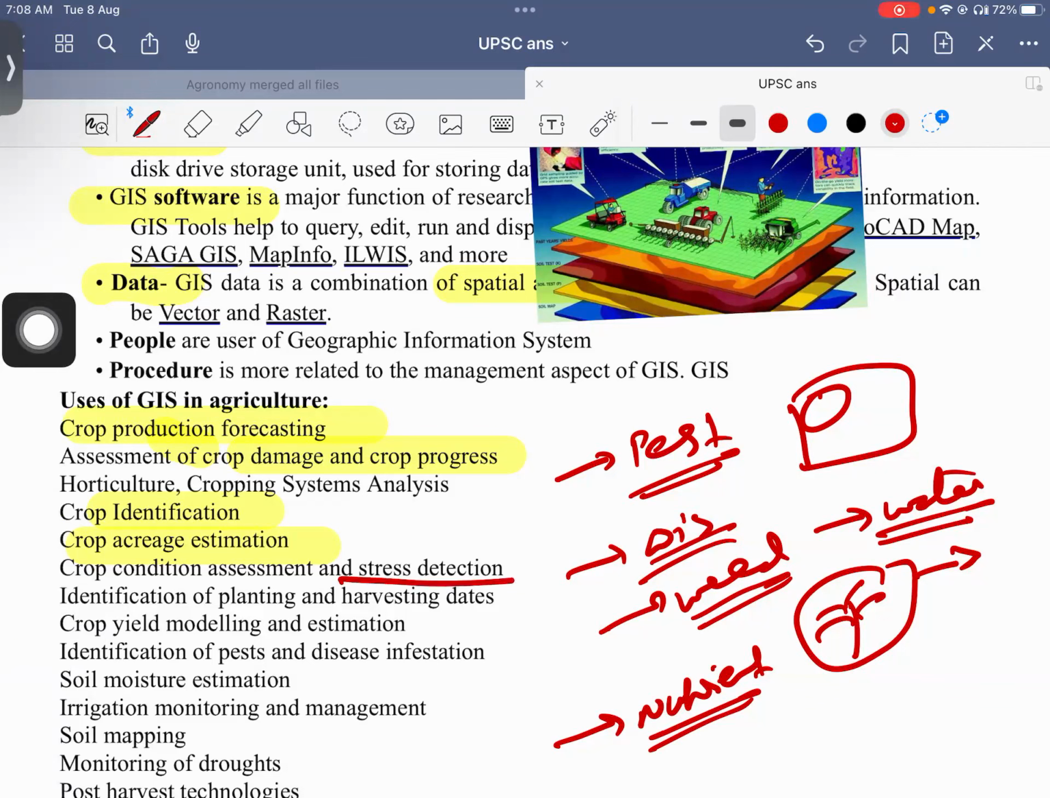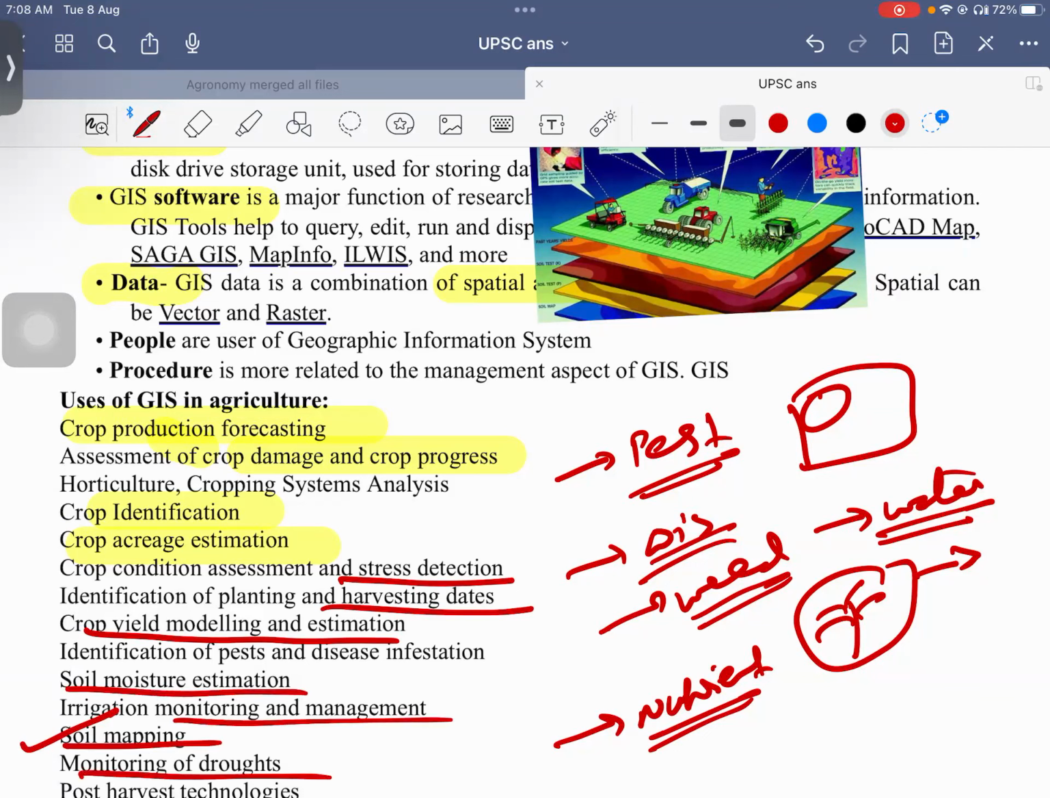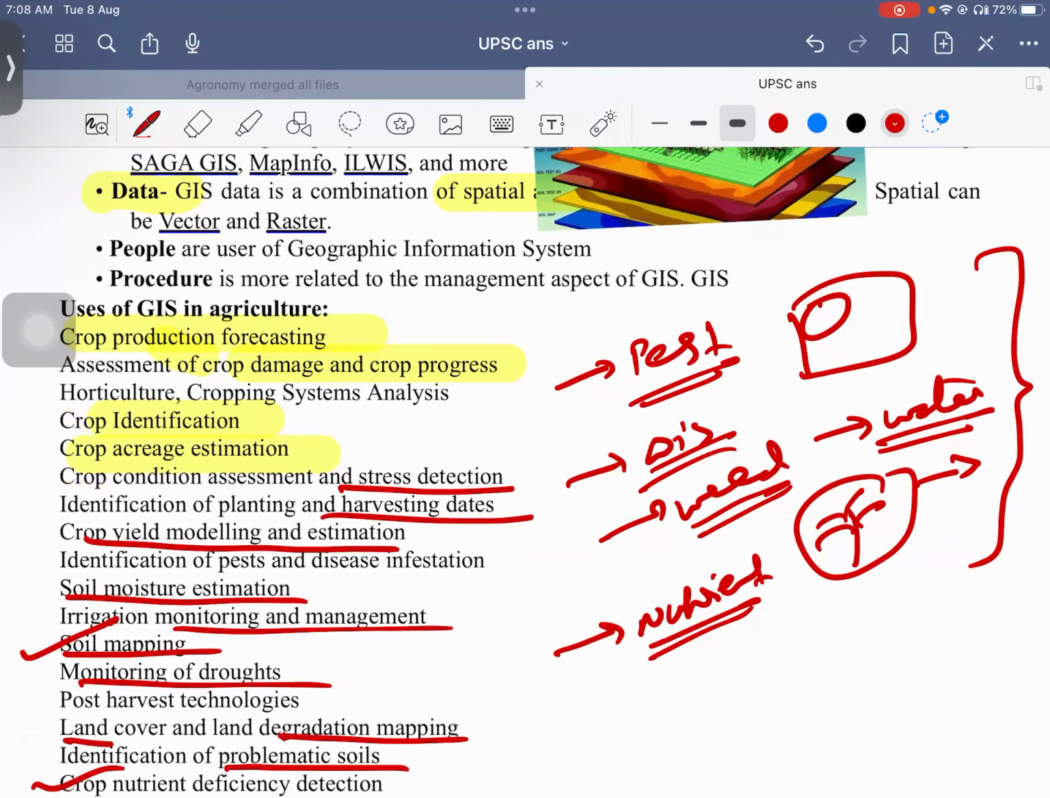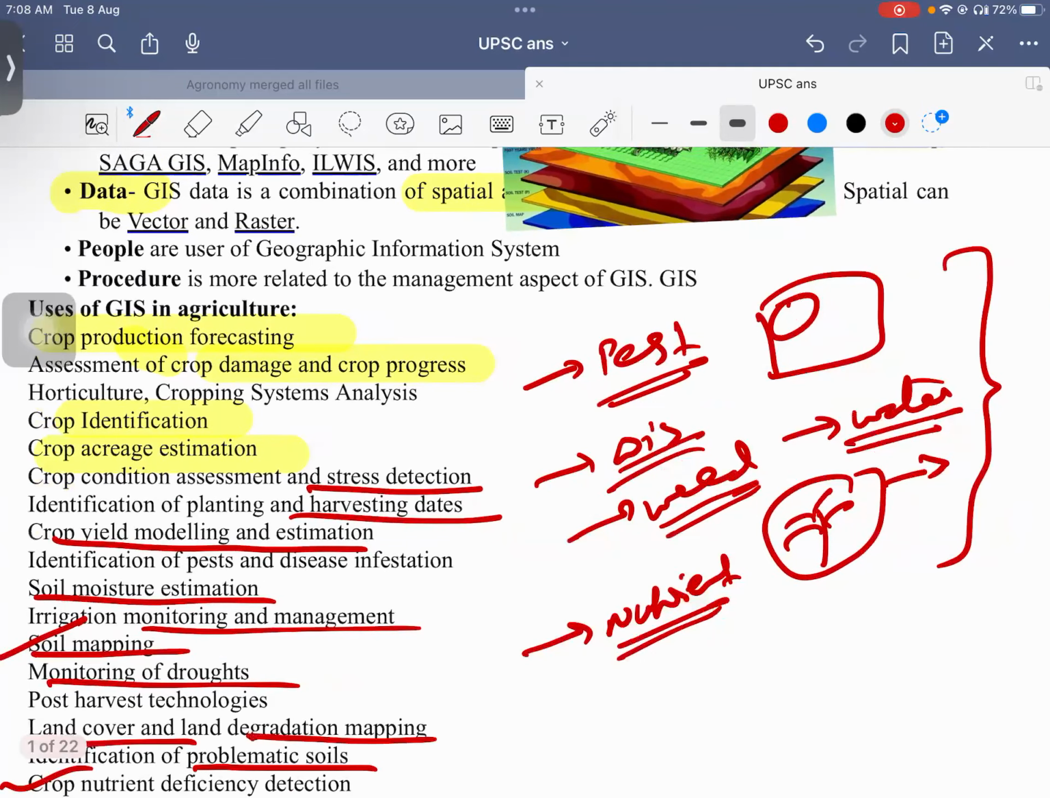So crop condition, stress detection, crop yield monitoring can be done, and harvesting dates. Based on all this data, we have multiple applications, and soil mapping. The status of soil can be understood. Soil moisture estimation, irrigation, post-harvest technology, monitoring of drought. Whatever application you think would fit, you can write it. But at least you should try to write these important things. After that, you can write other things also, like nutrient deficiency, problematic soil, degradation, land cover, all these things.